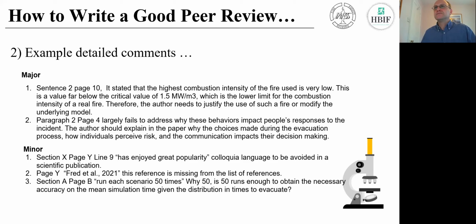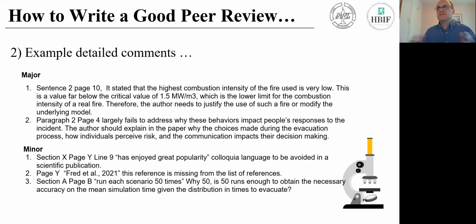In the second example, it says page four largely fails to address these behaviors' impacts on people's responses to the incident. The author should explain in the paper why the choices were made during the evacuation process, how individuals perceive risk and how communication impacts their decision-making. So that involves them providing more detail in the paper. And then obviously you've got the minor ones, which are when they use colloquial language. So words like has enjoyed great popularity. That's quite a vague statement. What do you mean by popularity? It could be amongst the press or the scientific community.